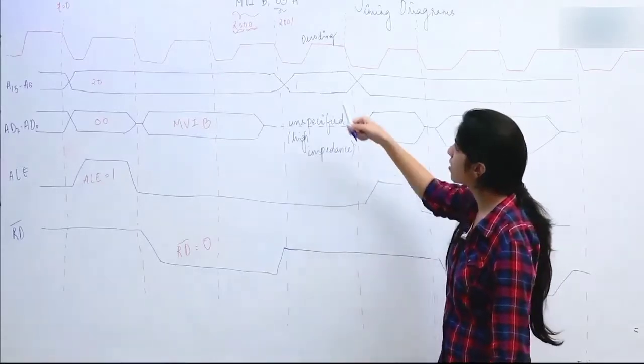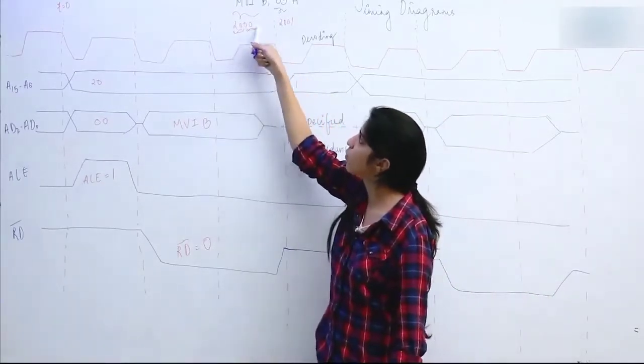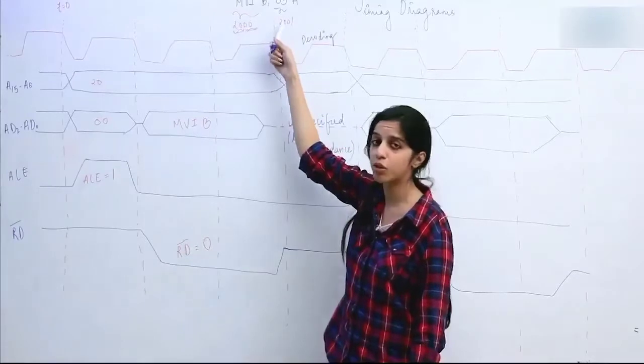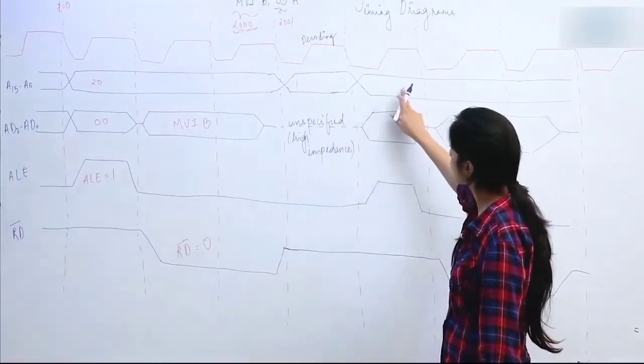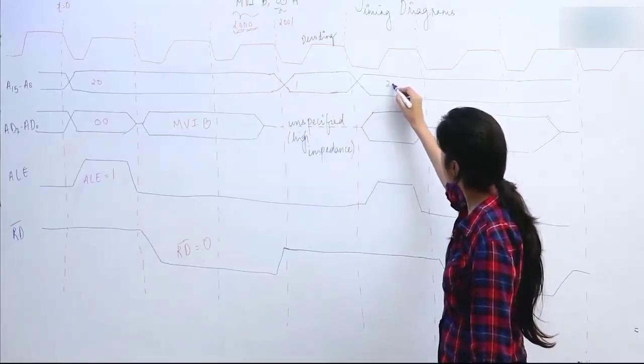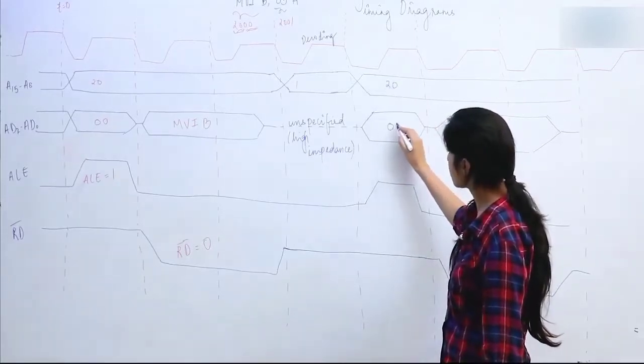Now when we are done with memory location 2000, we move on to the next location, which is 2001. So again, what is going to be loaded here? Here we are going to have 20 and in this we are going to have 01.